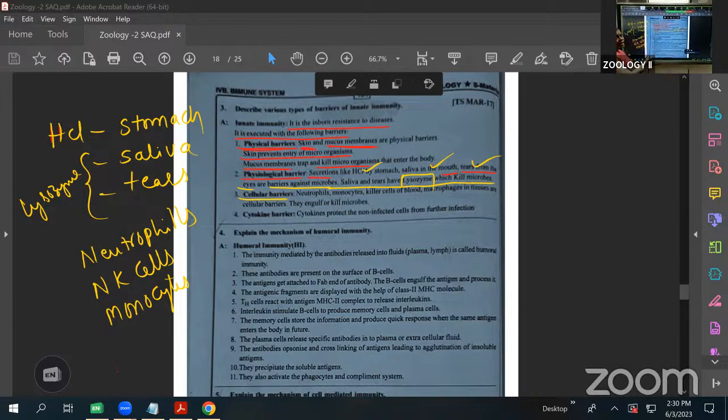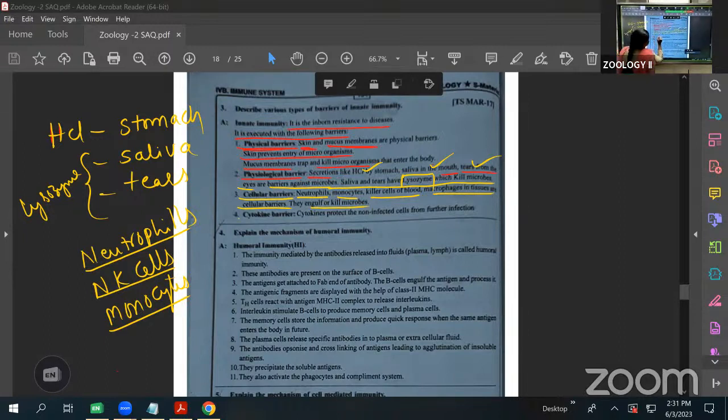The neutrophils are one type of the leukocytes. Natural killer cells are also modified lymphocytes. Next, the monocytes. These all take the antigen inside and destroy it. That's why we call them cellular barriers. Cells destroy the antigens. The neutrophils, monocytes, natural killer cells in the blood, and the macrophages also are cellular barriers. They engulf or kill the microbes. This one is about the cellular barriers.